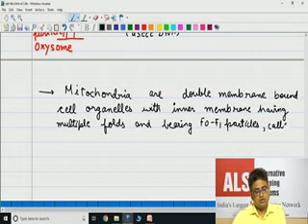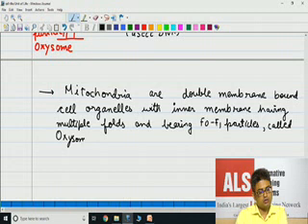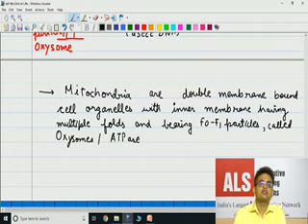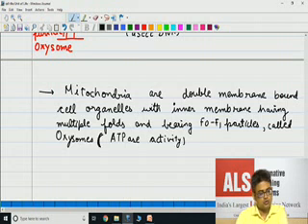called oxysomes. And oxysomes, what are they important for? They have ATPase activity. ATPase is anything which is able to synthesize ATP. So ATP is synthesized with the help of these particles. ATPase activity. Okay. So oxysomes have ATPase activity inside them.